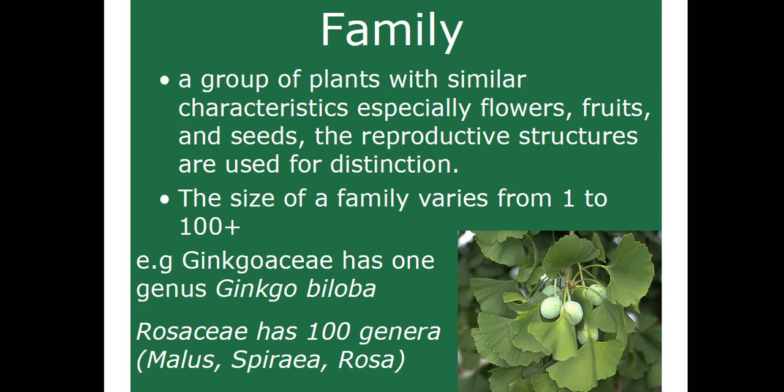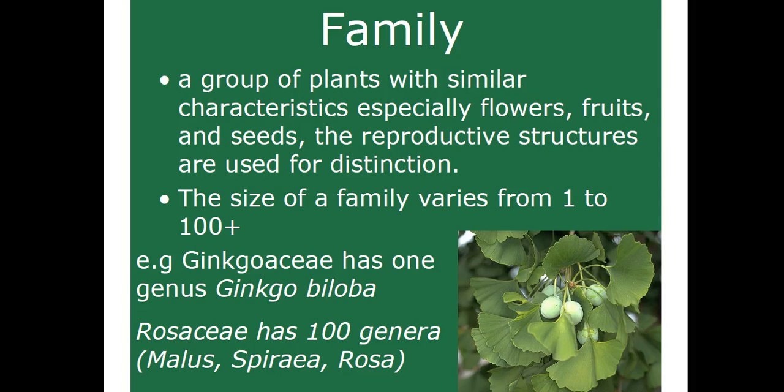So what does it mean to be a family? A family is a group of plants with similar characteristics, especially the flowers, fruits, and seeds, or the reproductive structures that we use to distinguish each plant. The size of a family varies from 1 to way more than 100. In fact, the largest families have teens of thousands of plants in the family.